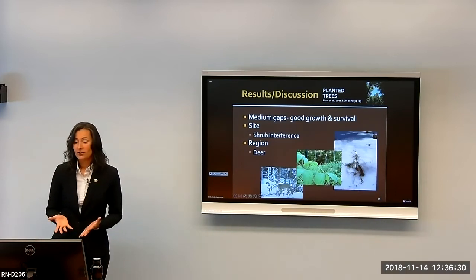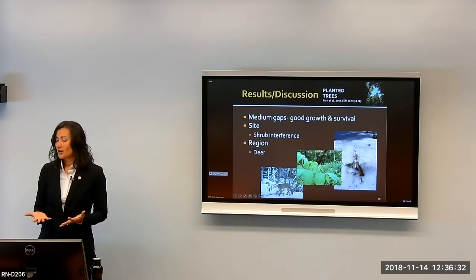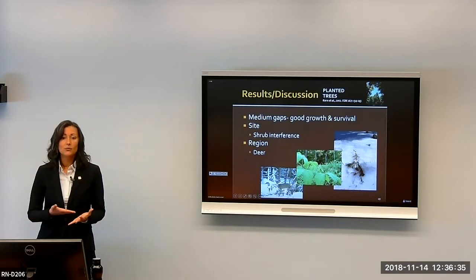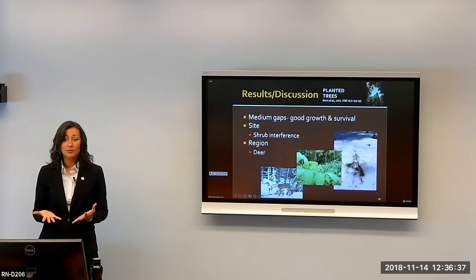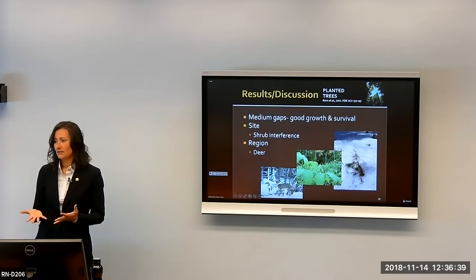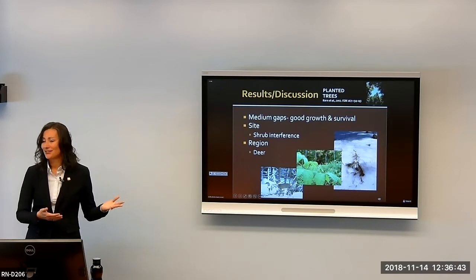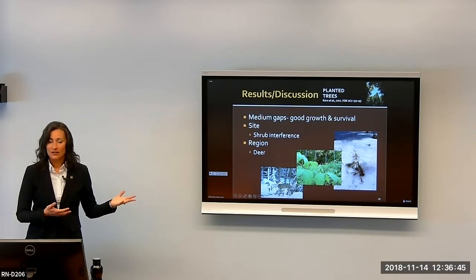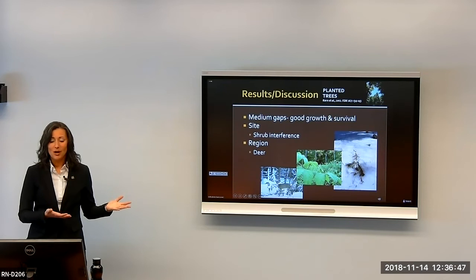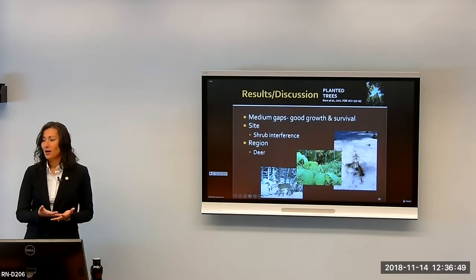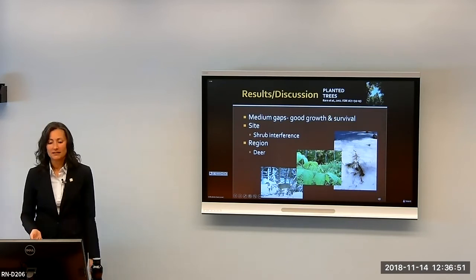As I mentioned earlier, we did get some information suggesting that these medium, those 20-meter diameter gaps, could be good for planting these species if a manager considers some of the other factors on site, such as, is shrub competition going to be a problem? Are deer populations high in this area, etc.